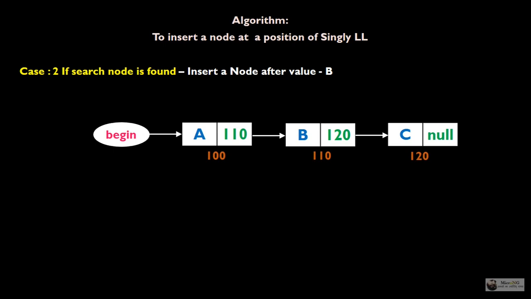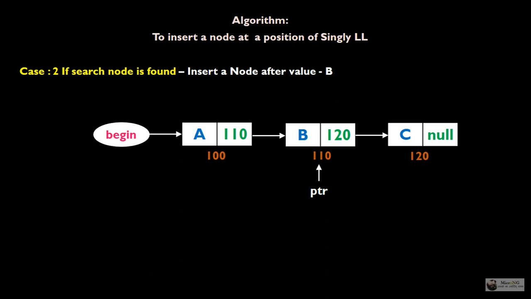Now the second case is if the search node is found. For example, if you want to insert a node after the node B, definitely there is a node which has the value B. So we have to perform iterations to locate the node B. First of all, again repeat the traverse operation. We make a node pointer start at the first node, the begin node. Now we compare the data. The data is A, which is not matching with B. If it's not matching, we make the node pointer move further.